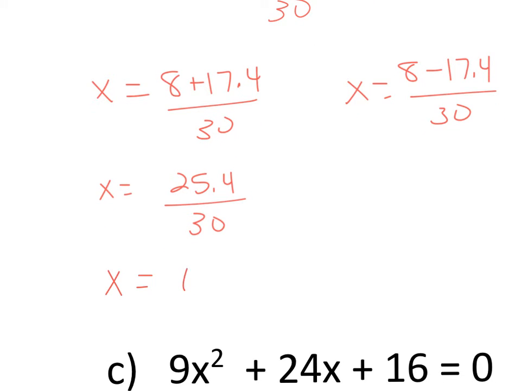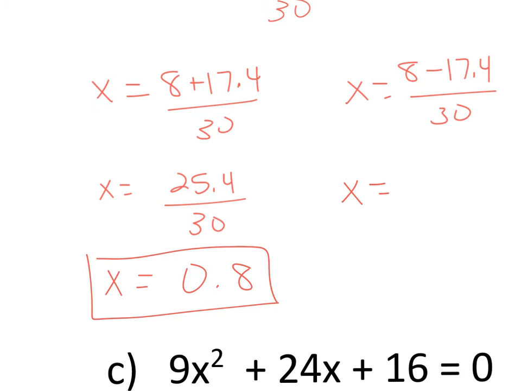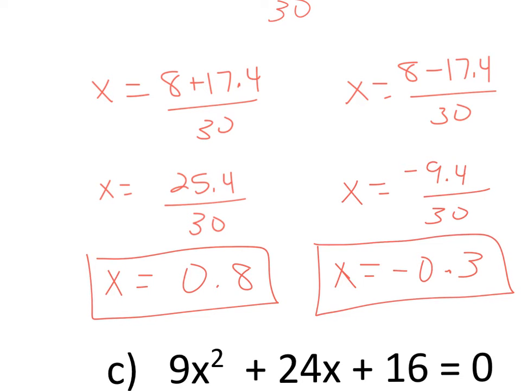And I'm getting 0.84. I think on this, we're just going to go one decimal place, so that won't round up. So I'm just going to put 0.8. All right, now on this guy, I'm going to go ahead and take 8 minus 17.4 and get negative 9.4. And I'm going to divide by 30 here. And I'm going to end up with x equals negative 0.3 when it's rounded to 1 decimal place.